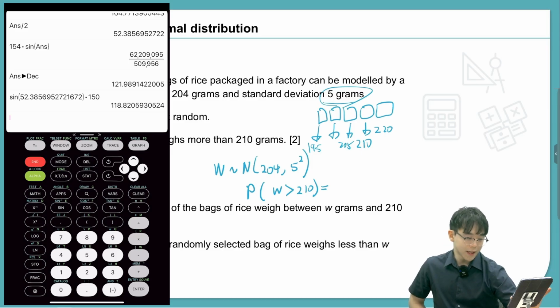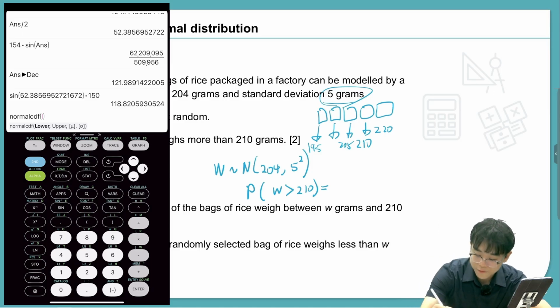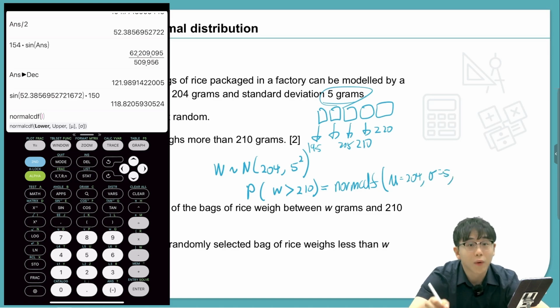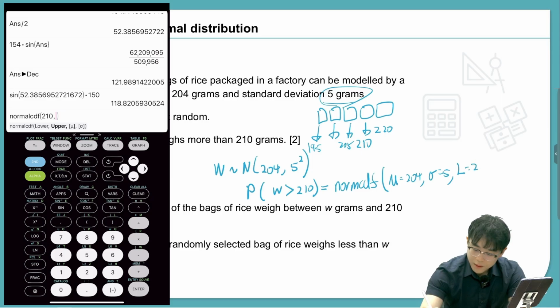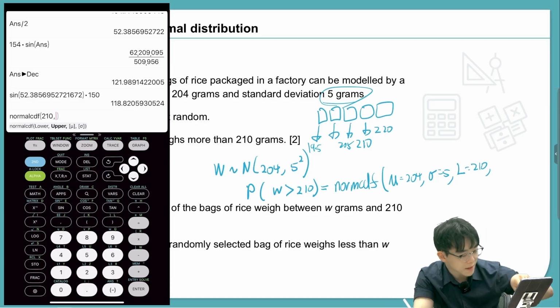Okay. So we can go to second distributions, and we want to open up the normal CDF function, because the normal CDF function allows us to take a certain defined normal distribution, with a certain mean and a certain standard deviation, right? So for a mean of 204 and standard deviation of 5, what's the area between the lower bound and the upper bound, right? So that's what the norm CDF does. And in our case, the lower bound is going to be 210. And the upper bound is going to be limitless, right? It's going to be infinity. So if you know where the infinity button is, you can put that.